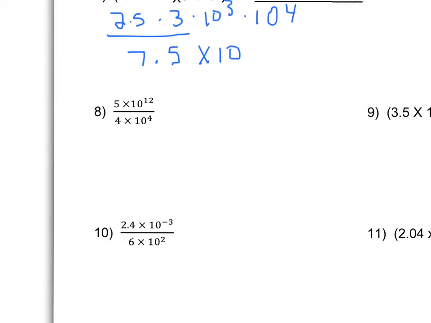With division, you divide the exponents. 4 goes into 5 one time with 1/4 left over, so that's 1.25. 0.25 times 10 to the, and then you deal with the bases. When you're dividing powers with the same base, you subtract the exponents. 12 minus 4 is 8.